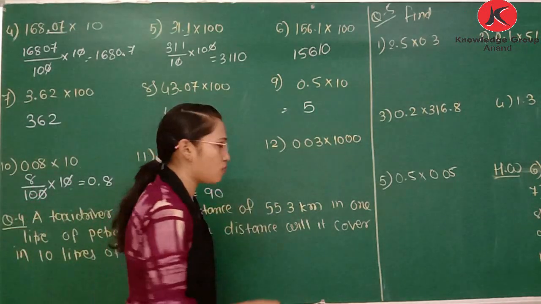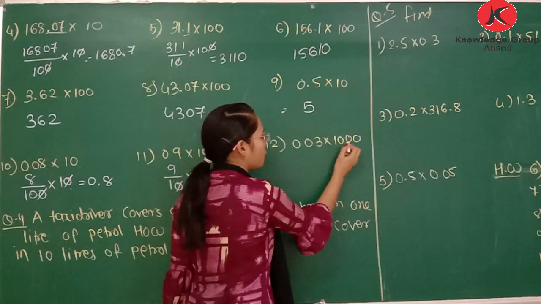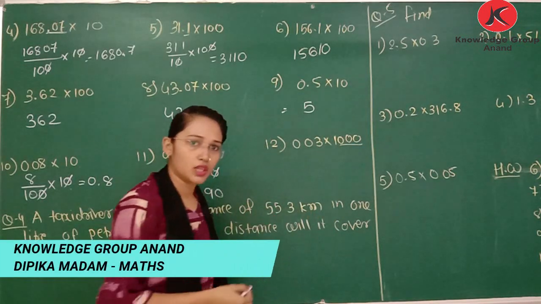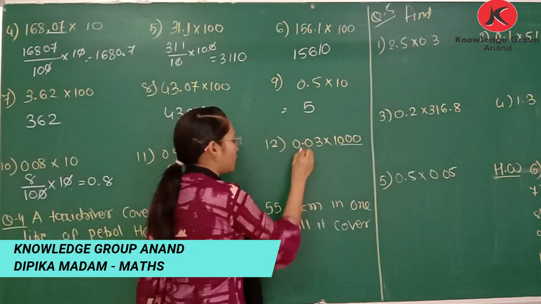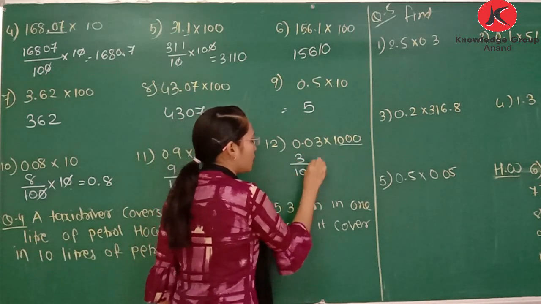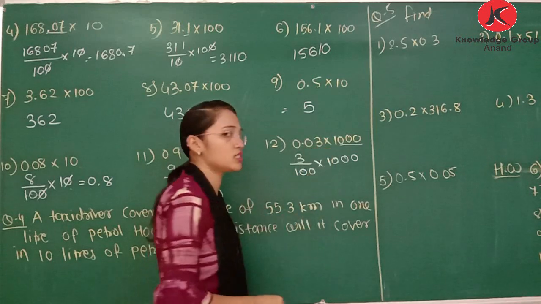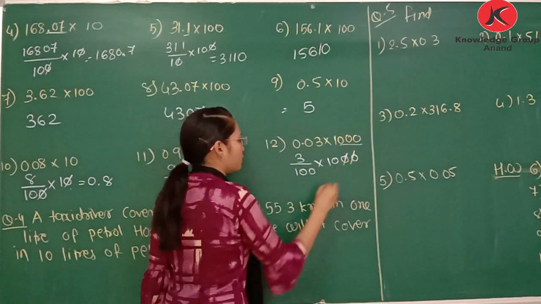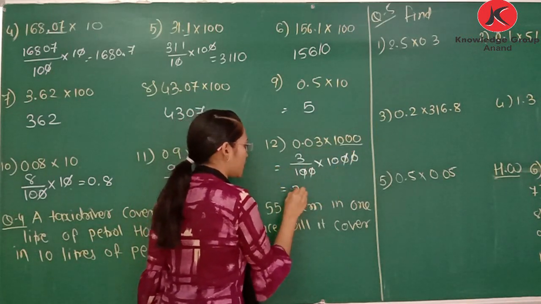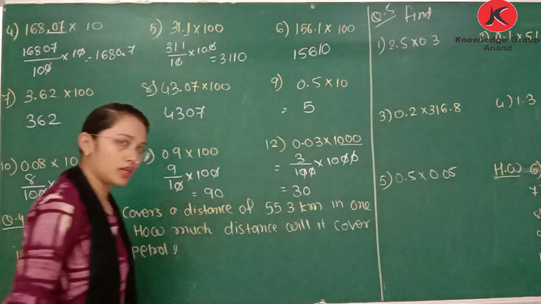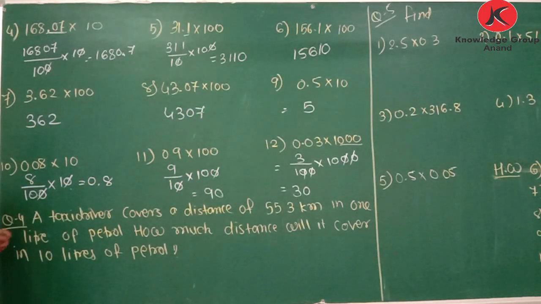0.03 multiply 1000. So it will be 3 steps to the right. Means the answer will be 30. Otherwise you can calculate it as 3 by 100 multiply 1000. Why is it 100? Because 2 digits after the decimal point. So 100 will be cancelled out. So the answer will be 30. Clear? Now next example 4.